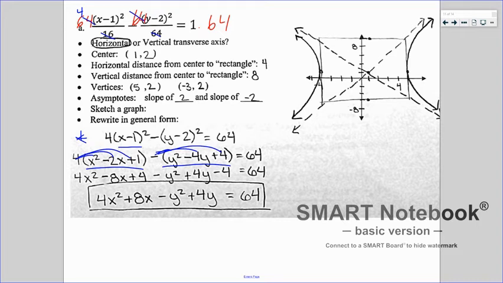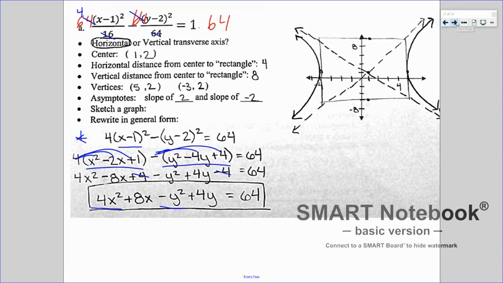So what happens on here is I move the constants to the right-hand side. We actually have a minus 4 and a plus 4, and those become 0. So it just stays as a 64. All right, so when I look at this general form, I can tell that it's going to be a hyperbola because I've got positive 4x squared and minus y squared. I can even tell that it's going to open left and right because the x squared part is positive, the y squared part is negative.